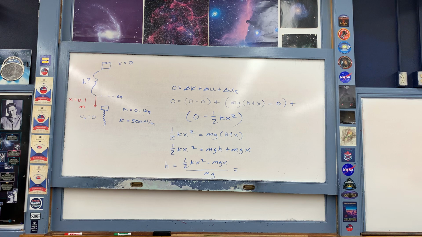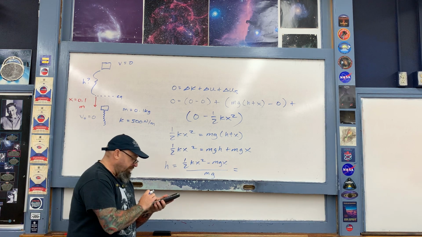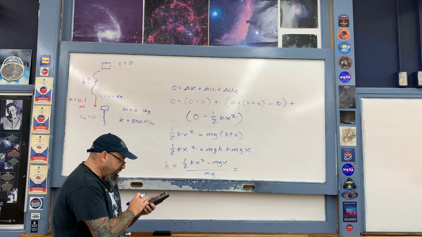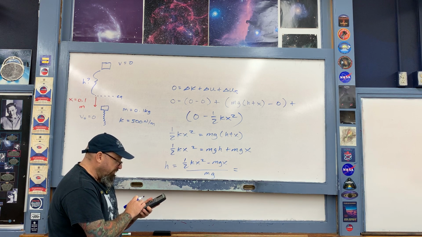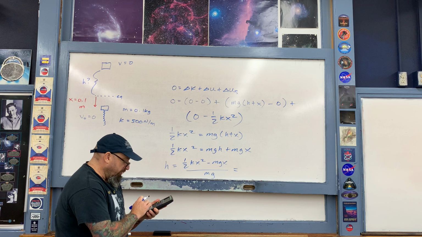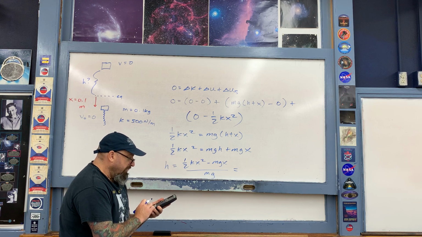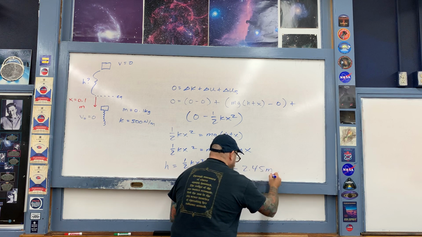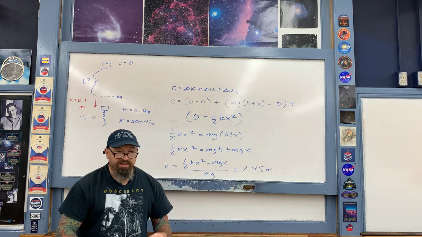Okay, so let's see what we have here. In the first term in the numerator, 1/2 times 500 times 0.1 squared, minus 0.1 times 9.8 times 0.1, and then all divided by 0.1 times 9.8. So after all of that, you end up with actually a pretty big height here. It's almost 10 feet. It's almost 2.5 meters, like so.